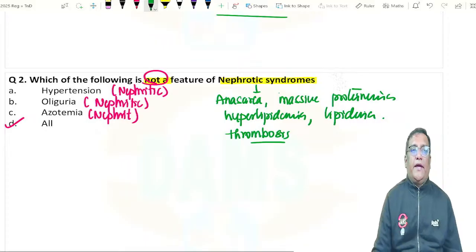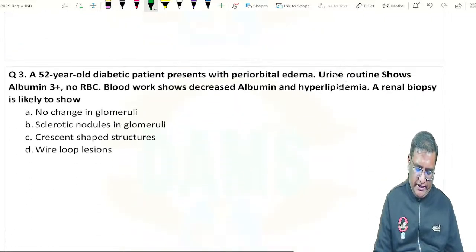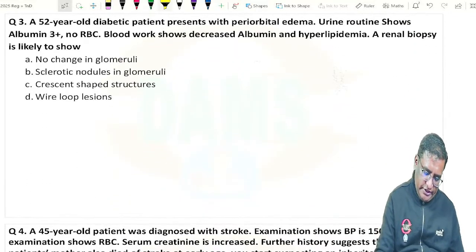Thrombosis can be happening. These are the manifestations of nephrotic syndrome. Right? Next, question number 3. Let us look at question number 3. What is this question now?